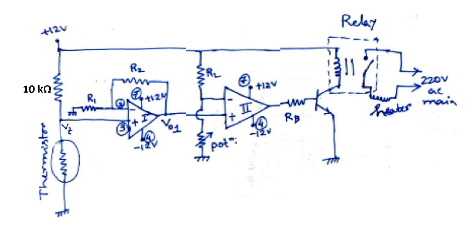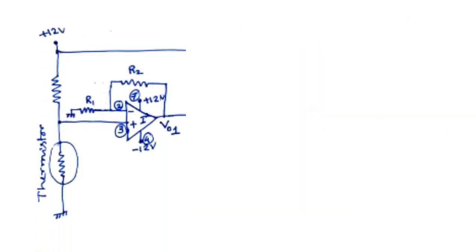Now let us discuss the first part. As we have seen from the calibration data, the thermistor voltage is very feeble. So firstly we have to magnify the value, that is, we have to amplify. This amplification will be done by using the first op amp, which will act in non-inverting mode. Pin number 2 is the inverting terminal, and pin number 3 is the non-inverting terminal.